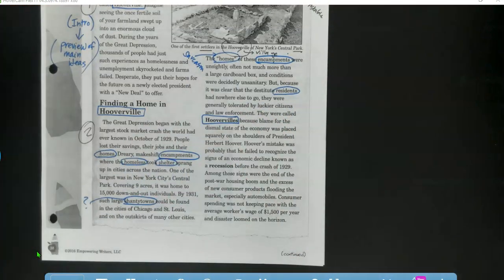So as I was going, I started to notice that this whole section had something to do with homes, or actually the lack thereof.